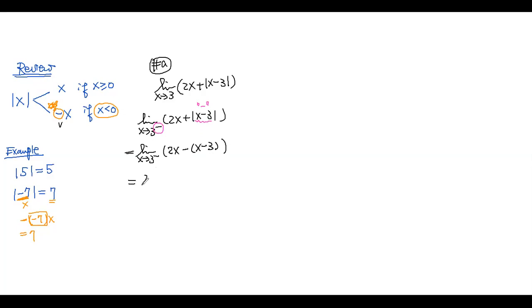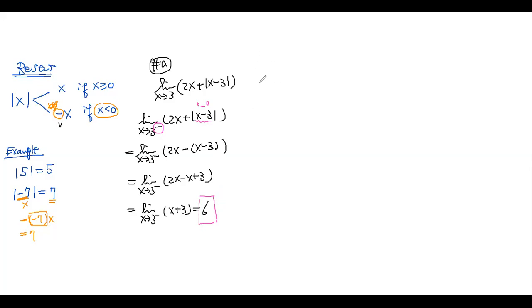Then here you will have the limit as x approaches 3 from the left-hand side of 2x minus (x minus 3). So this will be x plus 3. So this will be the limit as x approaches 3 from the left of x plus 3. Get rid of this. Okay, so what is the answer here? This will be 6, right? So if I approach from the left-hand side, it will be equal to 6.